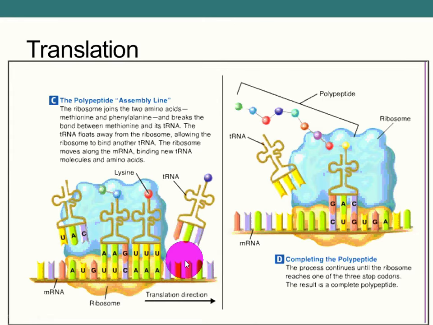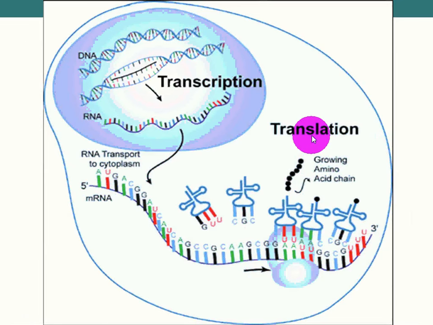AAA codes for this amino acid. And we kind of keep shuffling on down from left to right until it hits, and you can see right here, UGA, one of those stop codons. When it hits the stop codon, the whole business is done, and this polypeptide kind of changes shape a little bit, folds, modifies, and turns into a protein. So just kind of a basic overview of these processes.